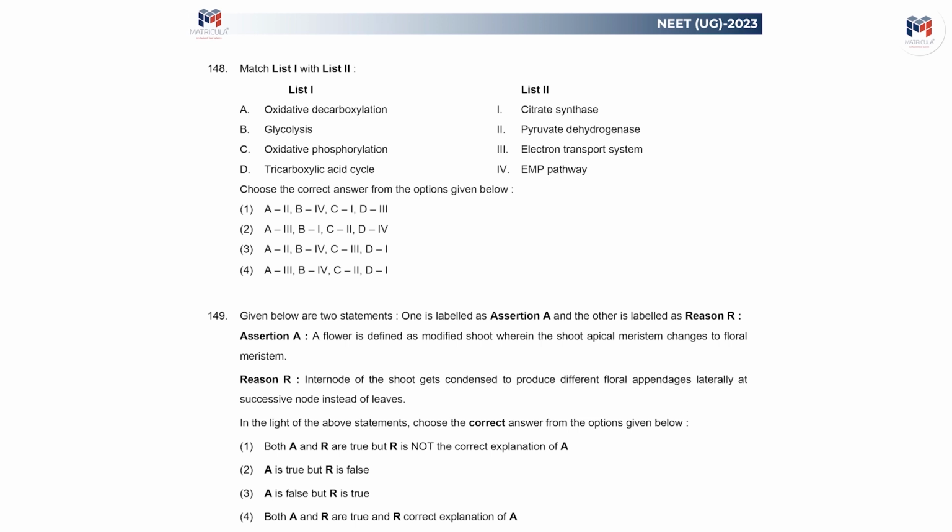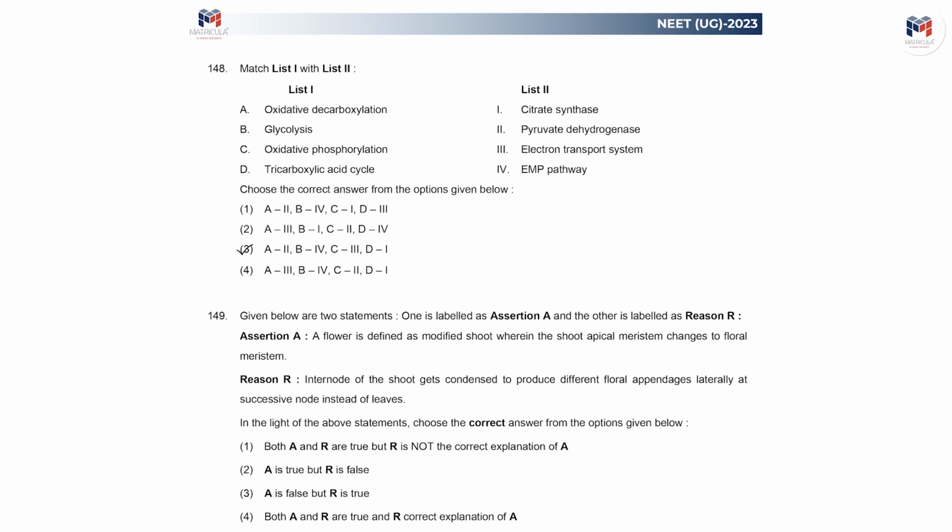Question number 148. Match list 1 with list 2. Choose the correct answer from the options given below. The answer is option number 3. A is matched with 2, B is matched with 4, C is matched with 3 and D is matched with 1.